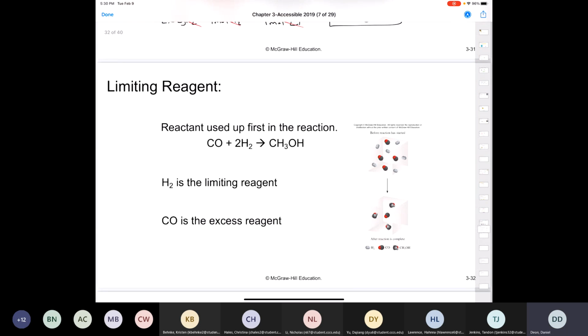Okay, we're going to switch gears and kind of stay in the same lane, but we're going to add an extra component here, and we're going to look at what are called limiting reactant problems. Okay, see if you can follow me here. A limiting reagent is a reagent, which is the same thing as saying a reactant or a starting material, whatever you want to call it. The limiting reactant or the limiting reagent is the reactant or reagent that gets used up first in the reaction.